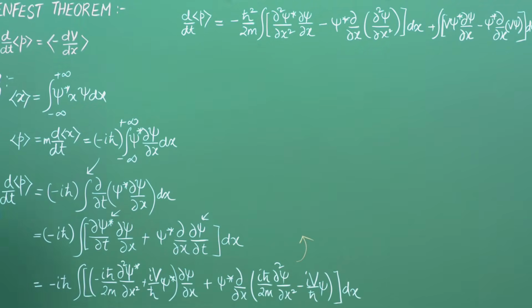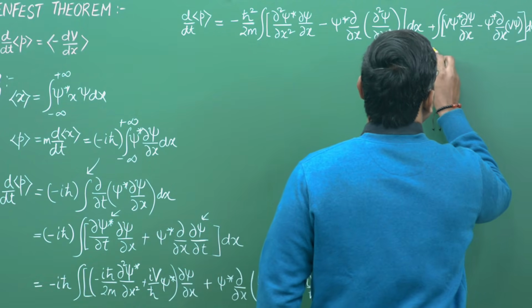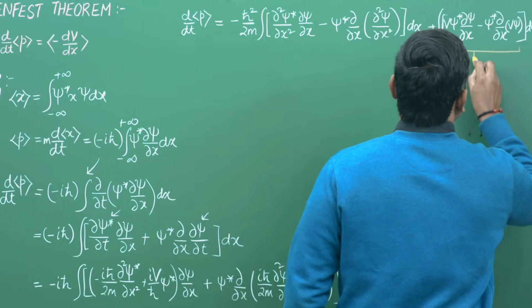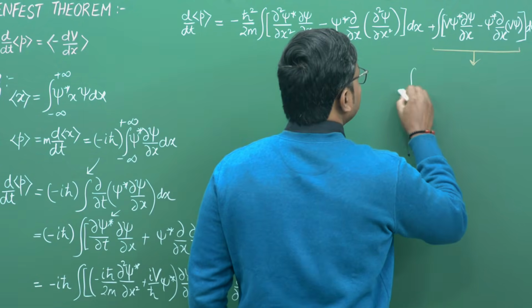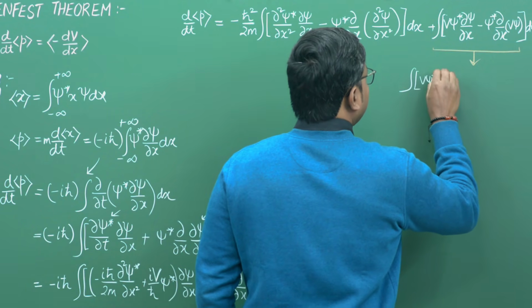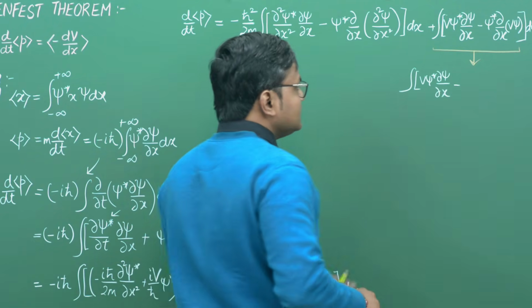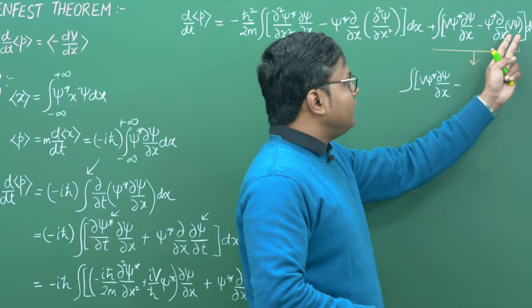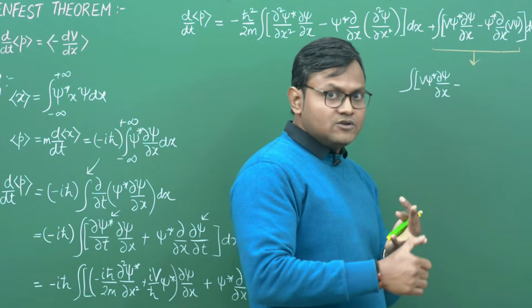So if I just take a look at this second integral, okay, let's just take a look at this particular integral that I have. All right, what is this? Here I have initially v psi star and then I have del psi upon del x, right, minus psi star del by del x of v psi, where psi is a function of x and v is also a function of x.